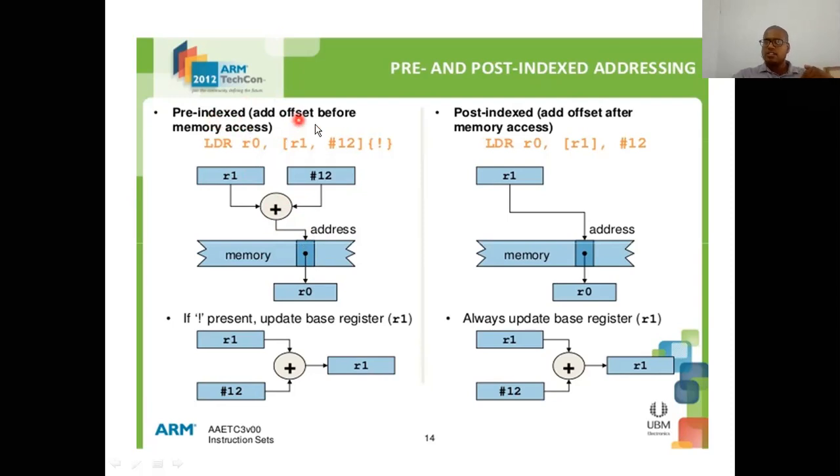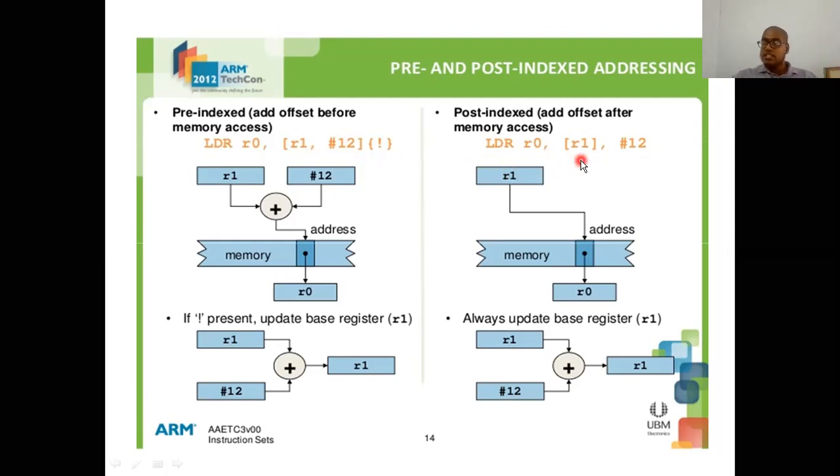Add offset address before the memory access. That means first of all, this is called the offset address. First of all, I am adding this offset address to the register, and then the total value will be considered as an address. Then only I am moving the value from this particular address. But post offset address, here is an example for post offset address.